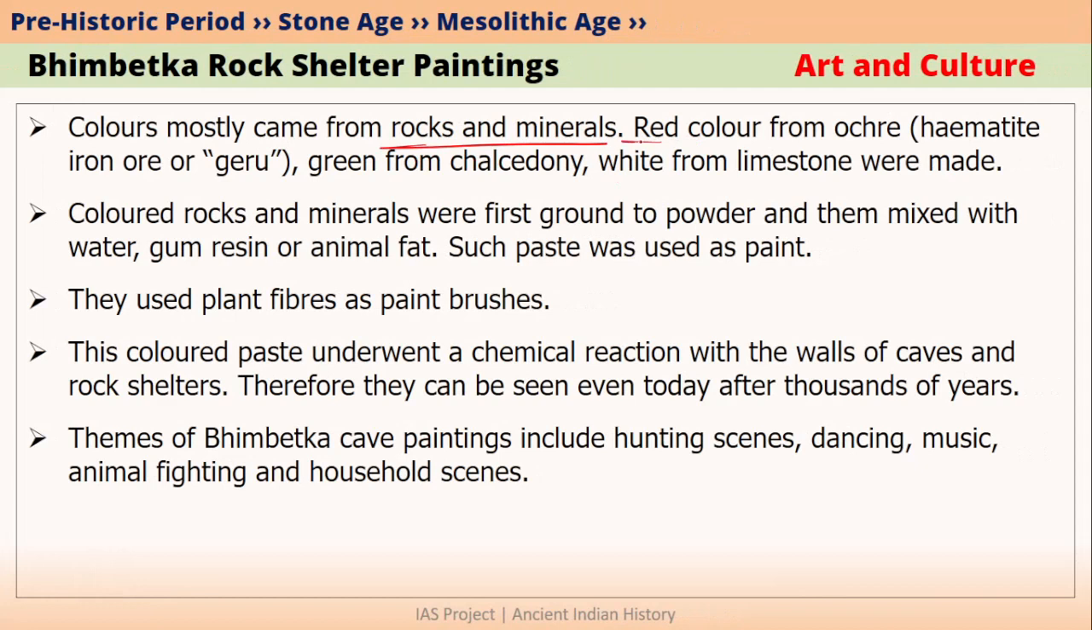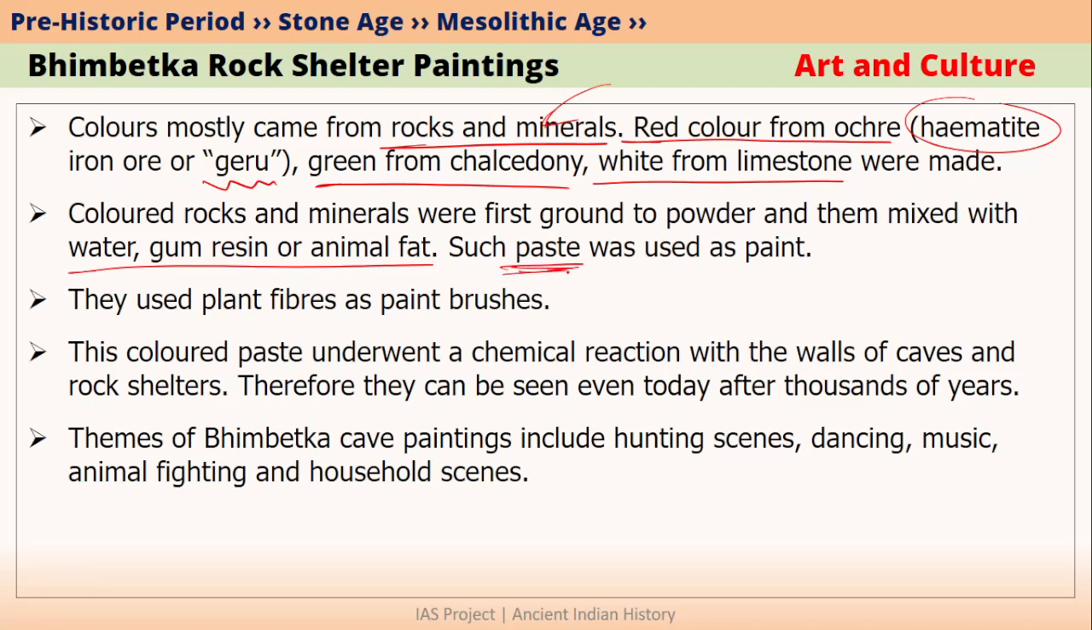For example, red color came from ochre, which in English is called as hematite iron ore. In Hindi it is called as geru. Similarly, green came from chalcedony, white came from limestone, black came from charcoal. Similarly, other colors also made from different rocks and minerals. They made these rocks and minerals into powder and then they mixed it with water, gum resin or animal fat. Therefore, they made a paste kind of paint.